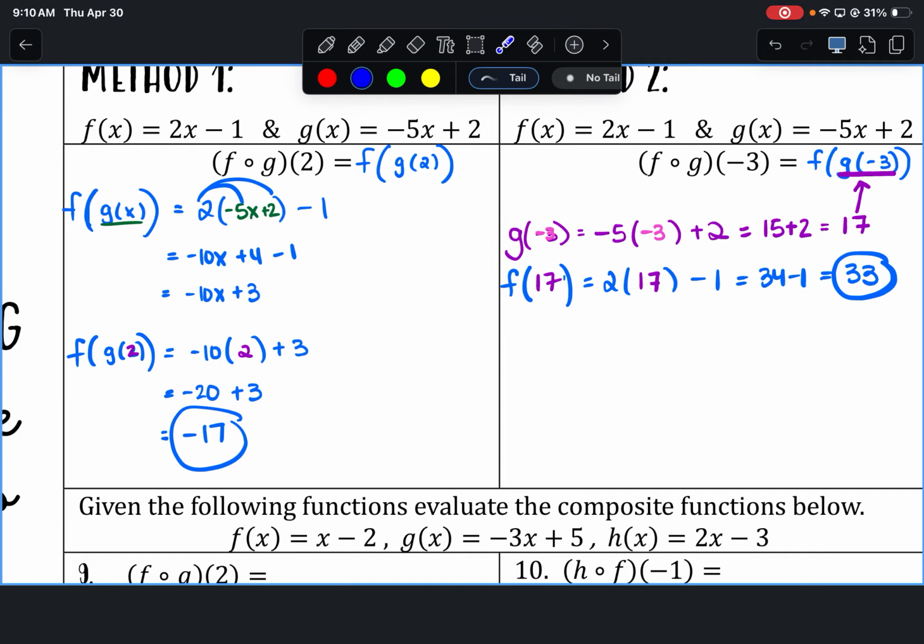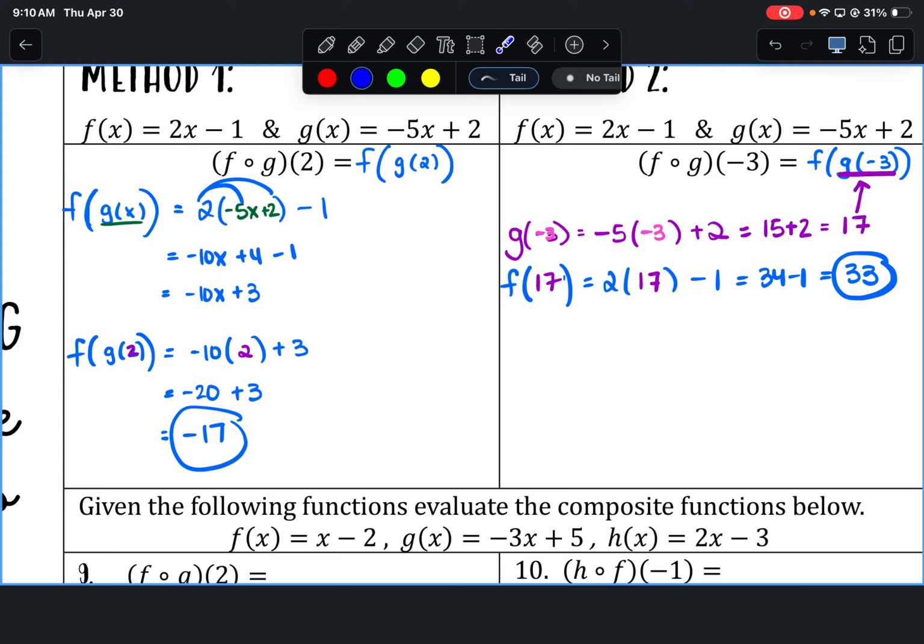You can also set it up all in one go. And when you plug in here, replace the x with the 2 from the get-go. A lot of people struggle with just making sure they're plugging it in correctly with their signs and parentheses and all of the things. That's why I don't recommend it as a method, just because it gets a little overwhelming.